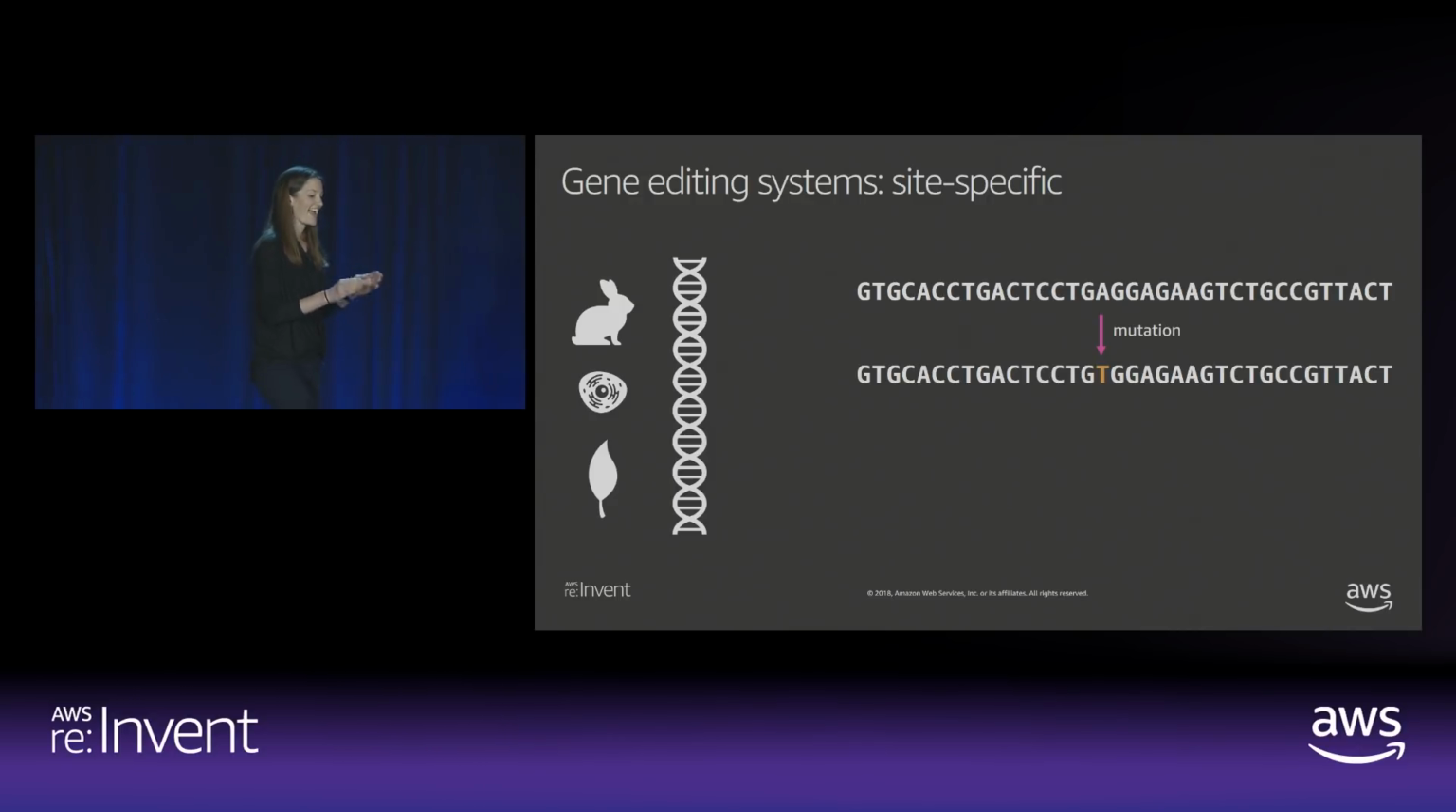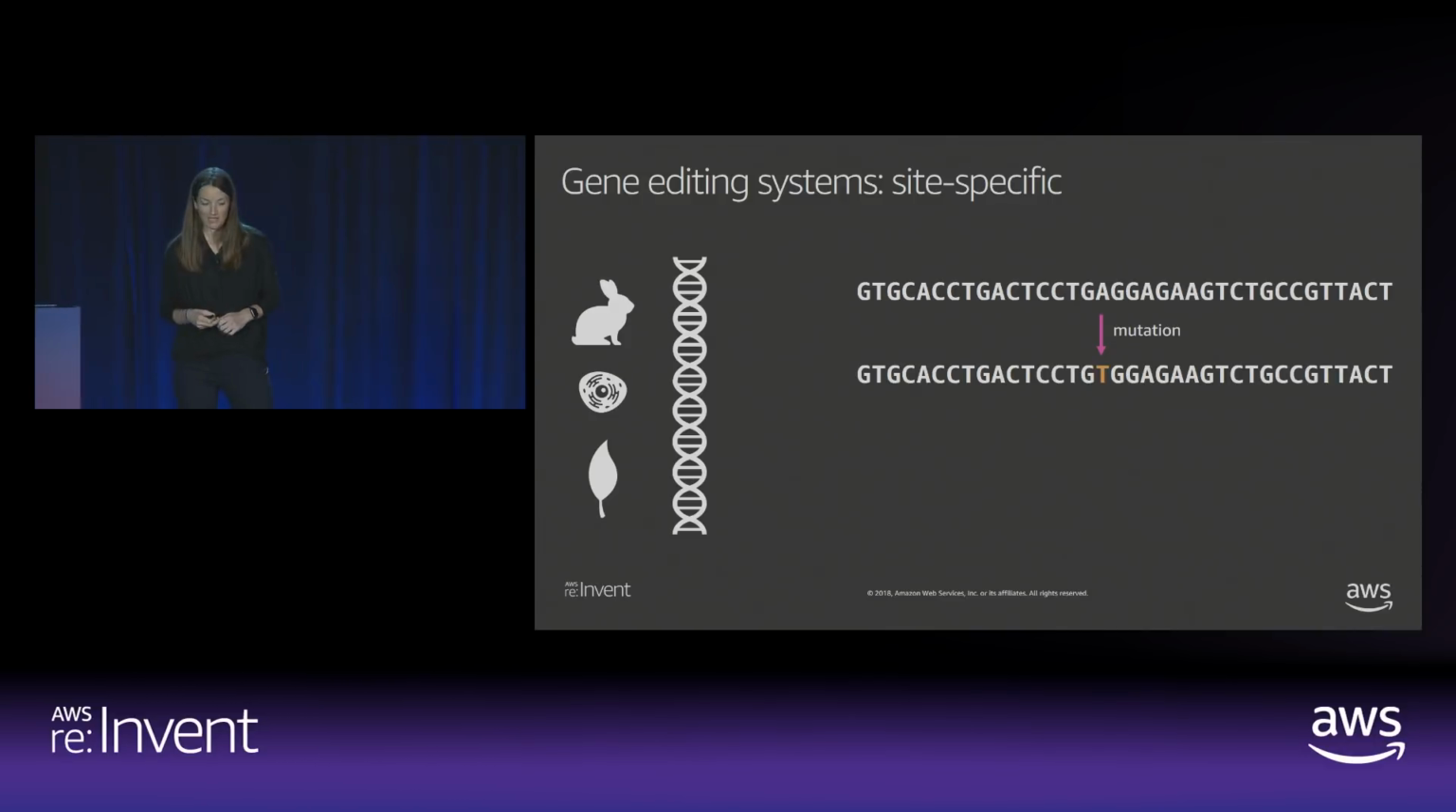And this exact nucleotide, this exact point mutation, this one character changing from an A to a T, if that happens in both alleles, that causes sickle cell anemia. So wouldn't it be great if we could go in there and change that T back to an A? And that's exactly what these gene editing systems are capable of doing.